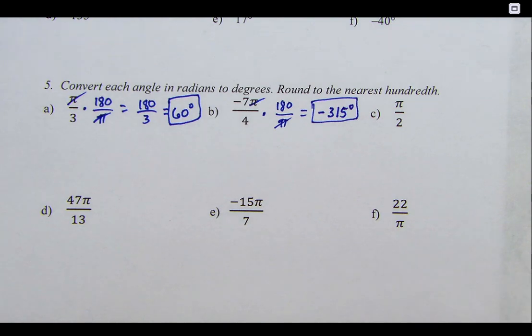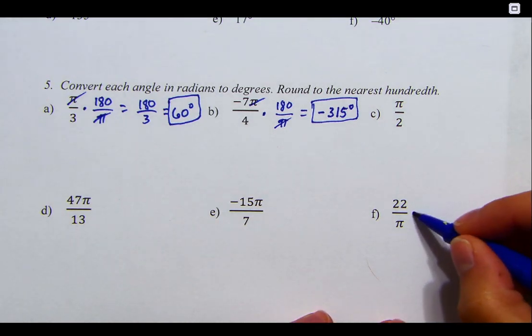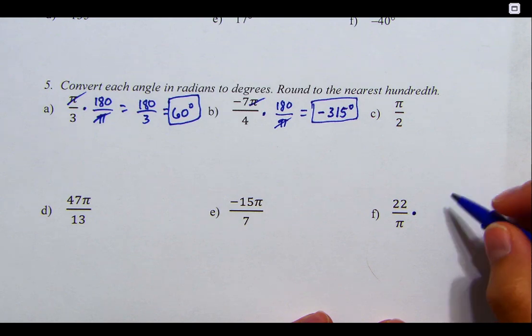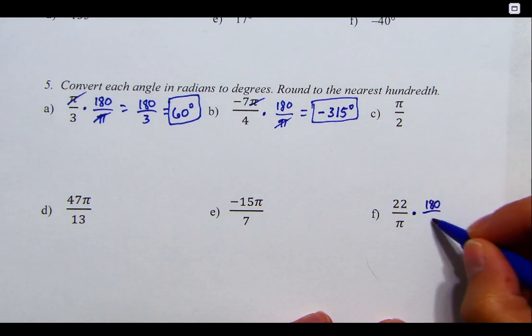Now, I'm going to skip down to F, just so you guys can see this one. Now, we have been told that this is a radian. I know I said that we're trying to get the pi's to cancel out, but if the pi's in the denominator, there's probably nothing that we can do about that. So we still have to multiply this one by the 180 over pi.